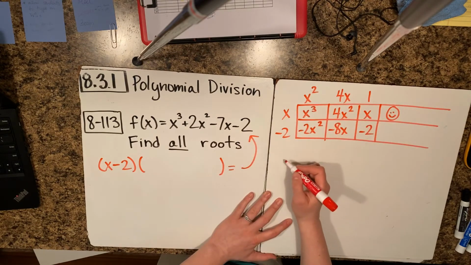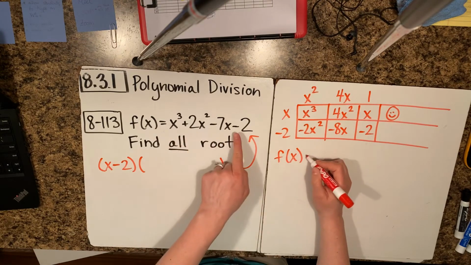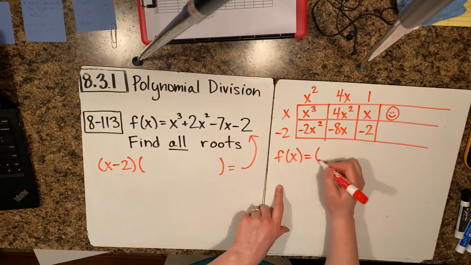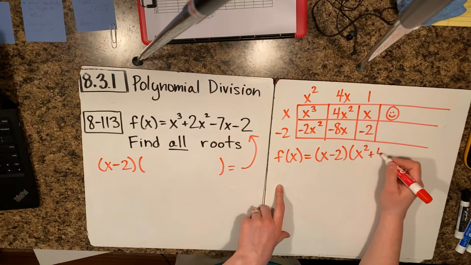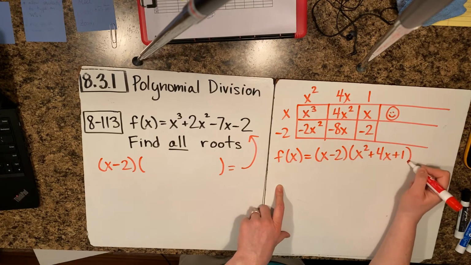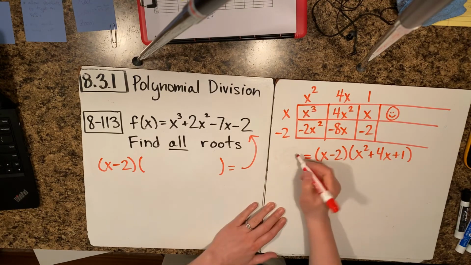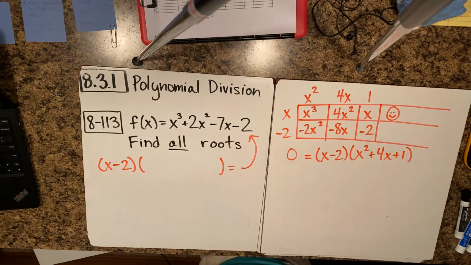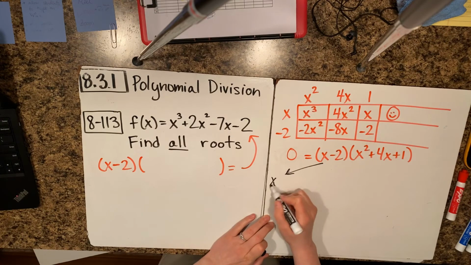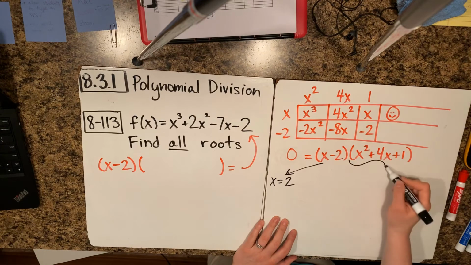So, what I had from my original equation, f of x, if I rewrite this in factored form, I have x minus 2, and I have x squared plus 4x plus 1. If I use the zero product property, okay, then I can figure out what the roots are exactly. Now, we already knew that this one produced a root of 2. We knew that by looking at the graph. This, how do we solve this?